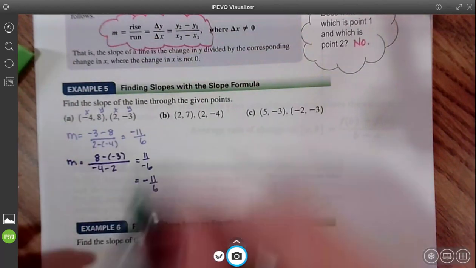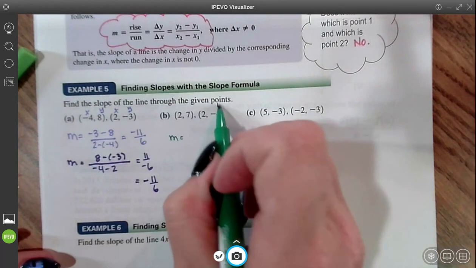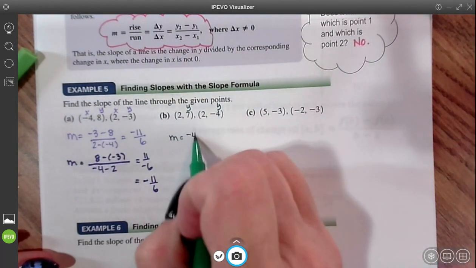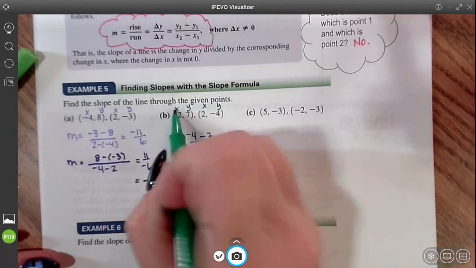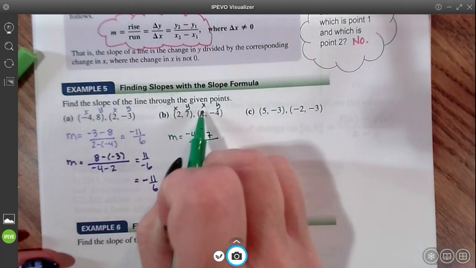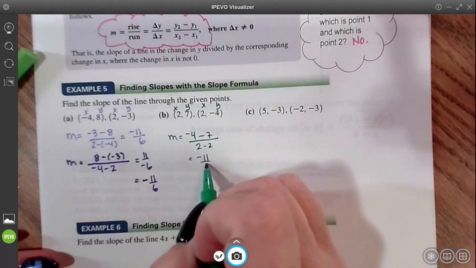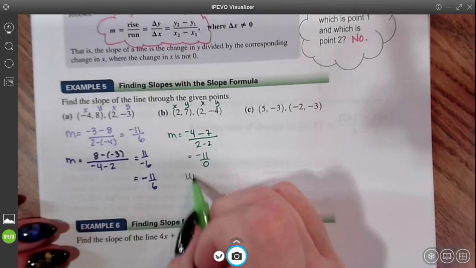So let's look at B. To find the slope, I want to subtract my y's in the numerator. So I'm going to do -4 subtract 7. In the denominator, I need to subtract my x's. So since I did -4 subtract 7, I need to do 2 subtract 2. That is -11 divided by 0. Since you cannot divide by 0, this slope is undefined.